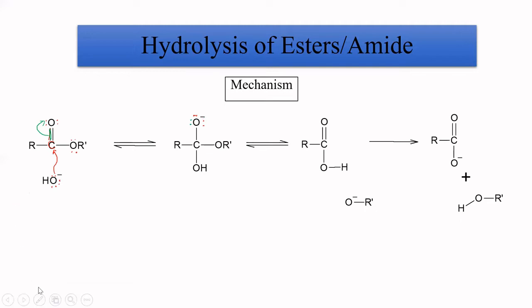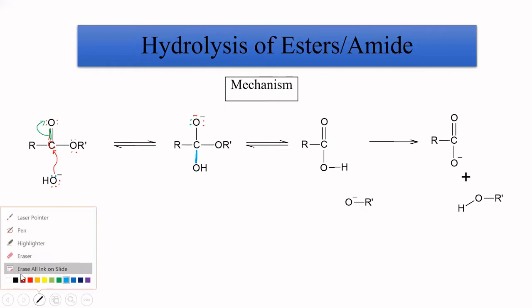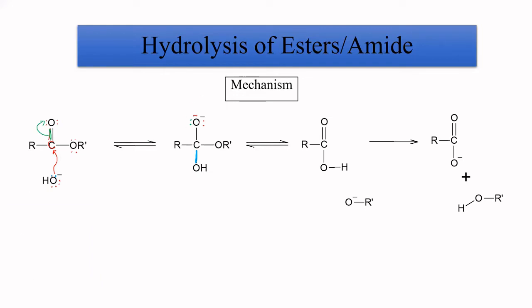At the same time, this nucleophile, this OH minus, is sharing its electrons. So the new bond is formed between this carbon and this oxygen with the help of these two electrons. But now this carbon will try to get these electrons back so it can form that double bond again, because in resonance stabilization the double bond is more stable compared to the single bond. So what will happen in this reaction? Again, this lone pair of electrons will come back and it will try to form the carbonyl group again.